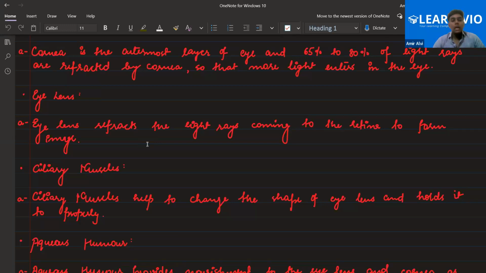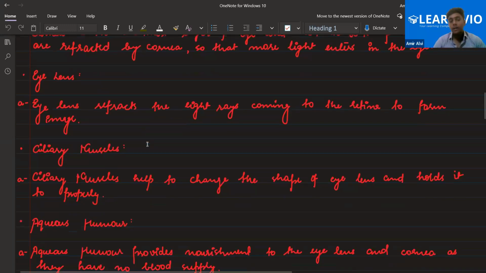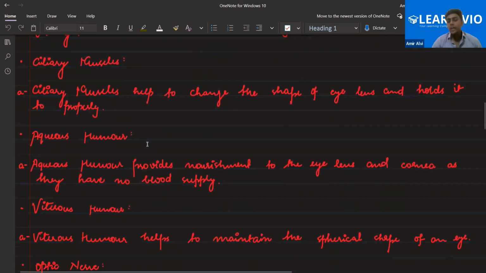Okay, so these are the four basic parts. Next is the aqueous humor. The aqueous humor is a jelly-type liquid that is present in the area between the eye lens and the cornea, right? It provides the nourishment and nutrients that complete the nutrition to the lens and cornea, because there is no blood supply in that region. That's why the aqueous humor is present between them, right?